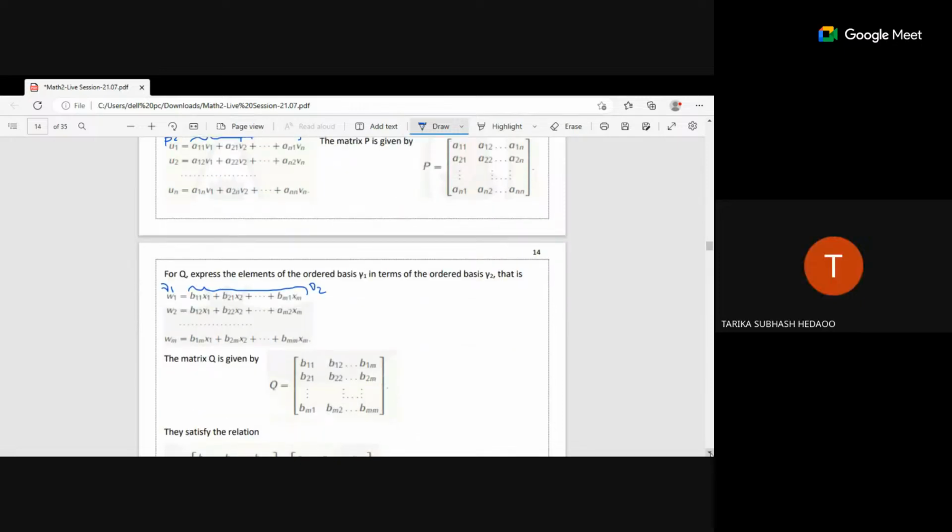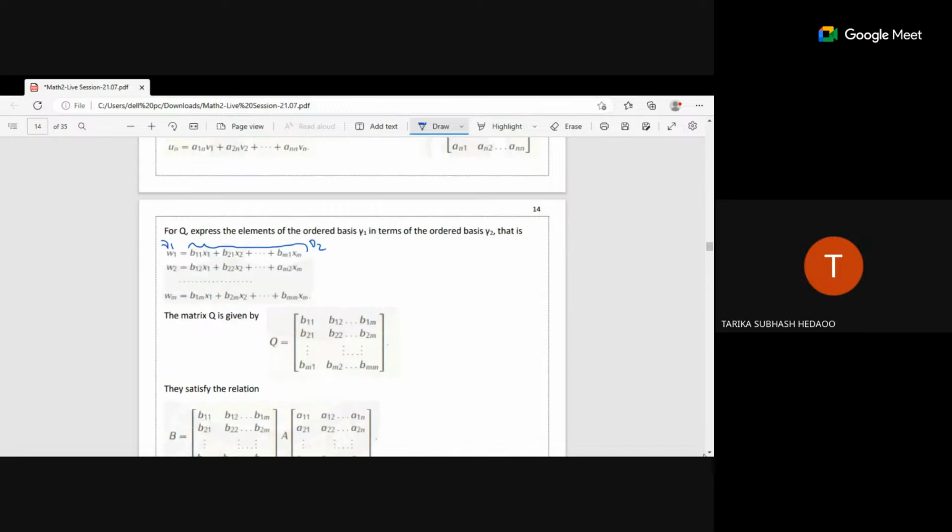So in all, P will come from the domain, and Q will come from the codomain, right? Yes. P from the domain, and Q from the codomain. Yes.